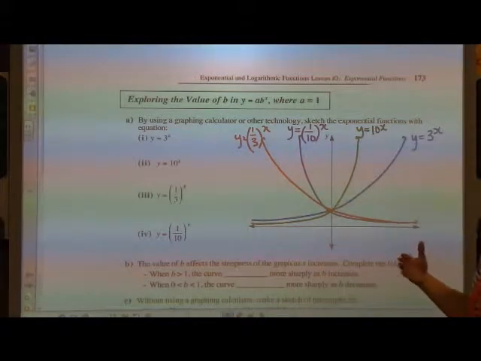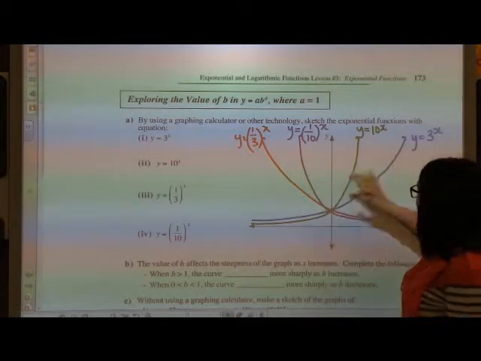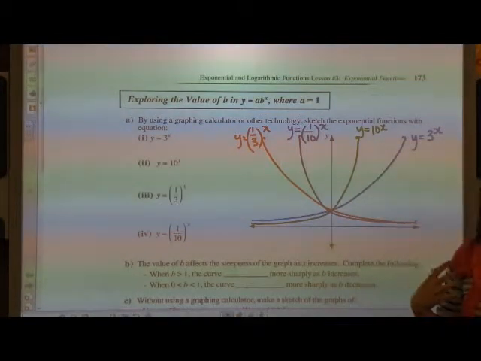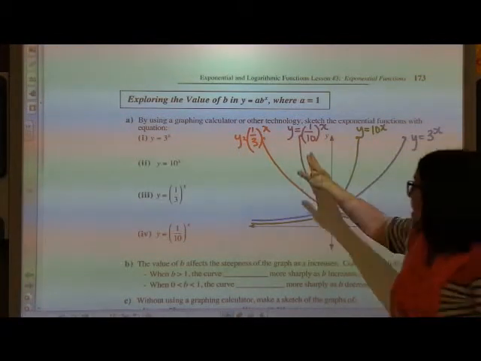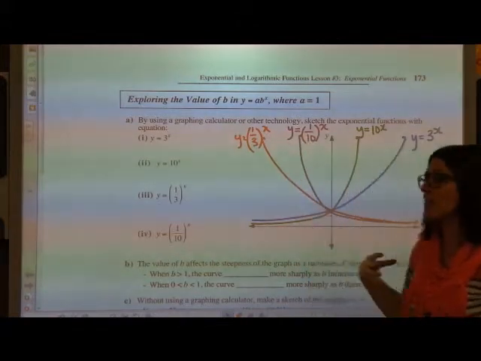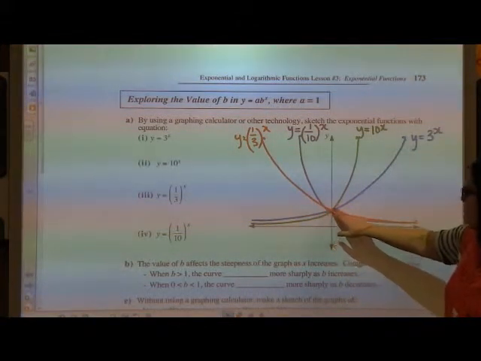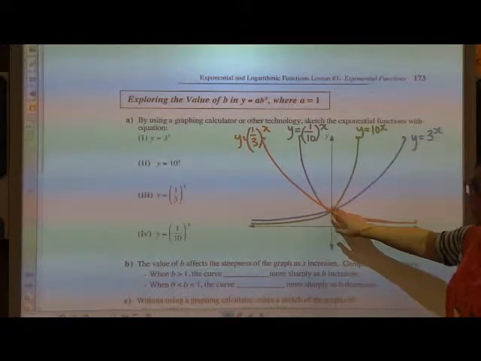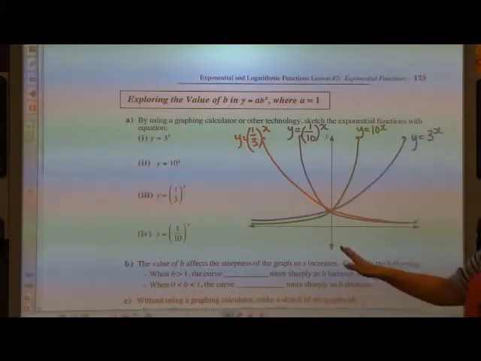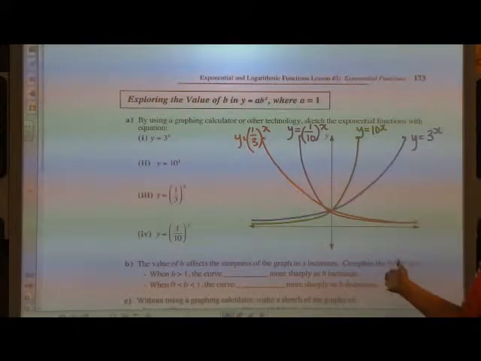Once you're done graphing these 4 graphs, what you should notice is that this b value is affecting whether or not the graph is a growth or a decay. It's a growth when my b value is greater than 1, and it's a decay when it's a fraction between 0 and 1. The other thing you may have noticed is that the graph always goes through the point (0, 1).